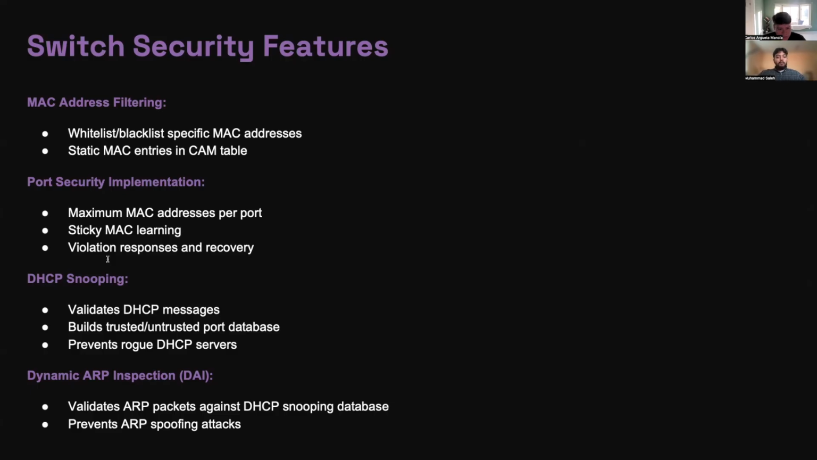You could also configure DHCP snooping, so it validates the DHCP messages. It builds the trusted/untrusted port database, and it prevents rogue DHCP servers. And also you can configure dynamic ARP inspection, which will validate the ARP packets against the DHCP snooping database, and it will prevent ARP spoofing attacks.